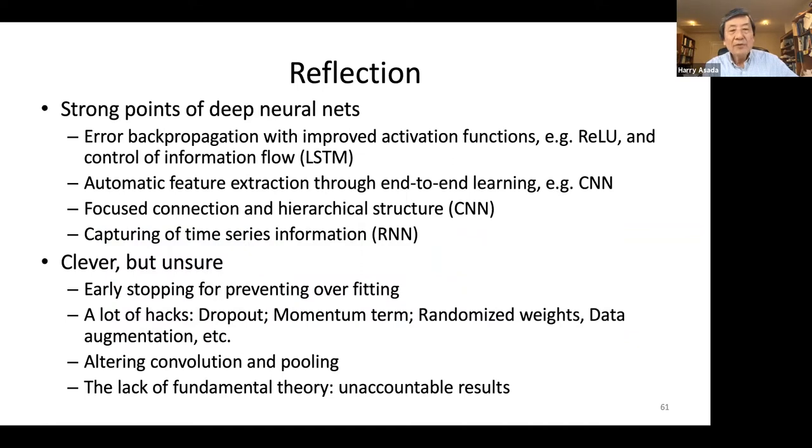So just a reflection of today's lecture. Strong points of deep neural nets: error backpropagation with improved activation functions. Those are clever techniques, and ReLU is useful for coping with the diminishing problem, and also LSTM, as I explained, is a better technique. So automatic feature extraction through end-to-end learning, CNN, this is a really amazing part.